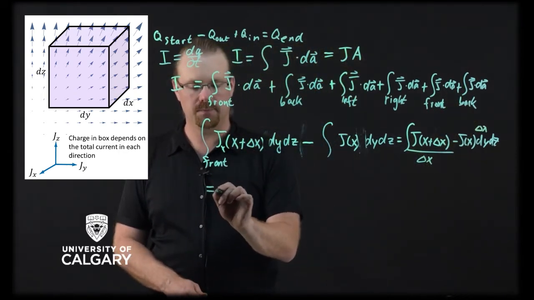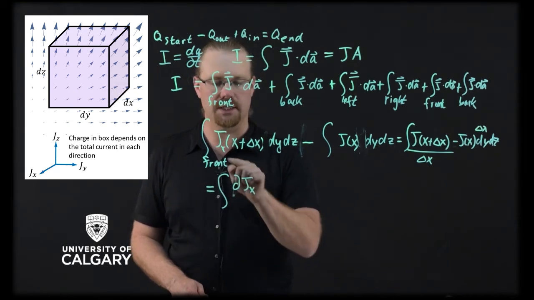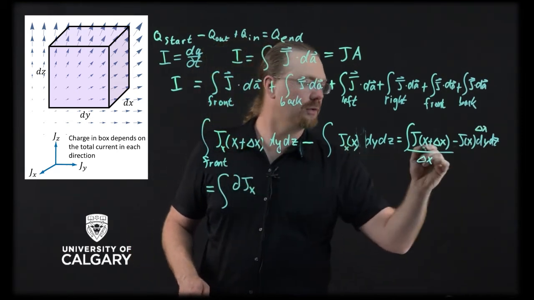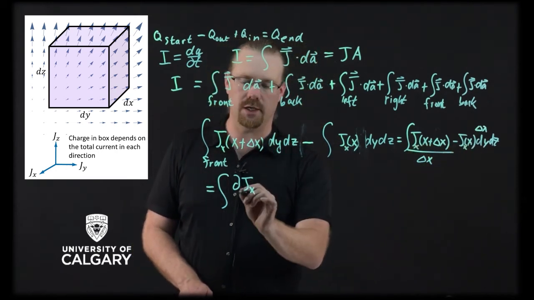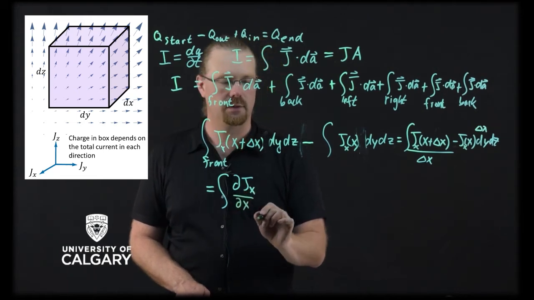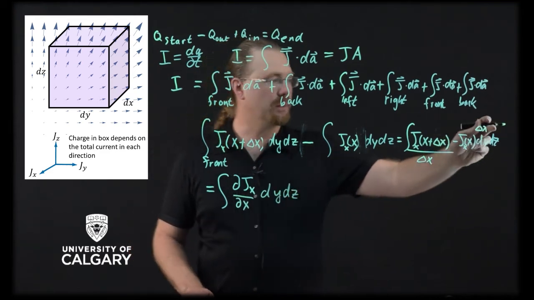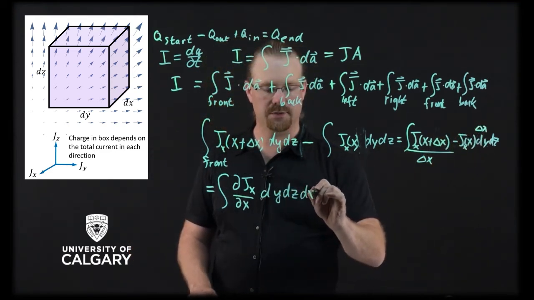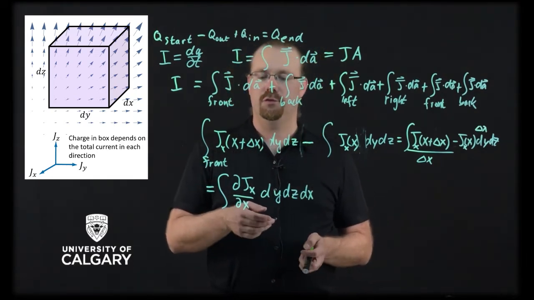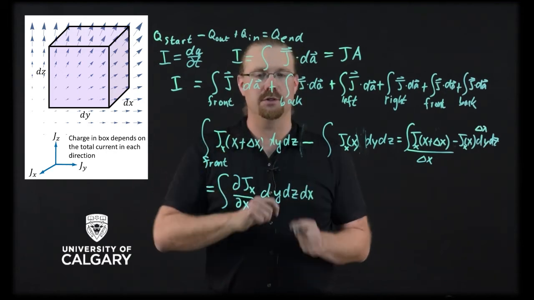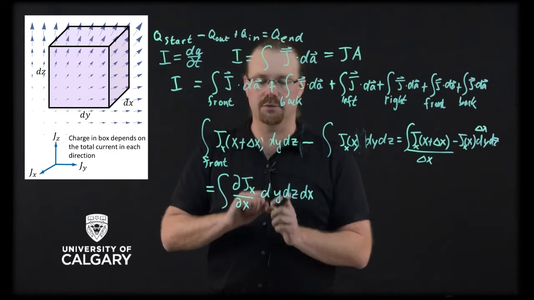So this becomes the integral of the partial derivative of the x component of j, because that's all we've been dealing with. This is the x component of j all the way through. So the partial derivative of the x component of j with respect to x, dy, dz, and we picked up a dx. Well, that's pretty neat, because we've just gone from our area integral into a volume integral, and we've picked up our partial derivative of j, the x component of j with respect to x.